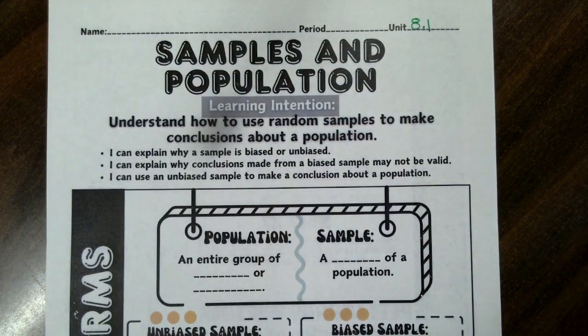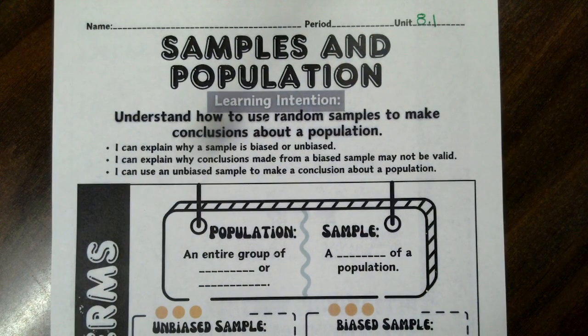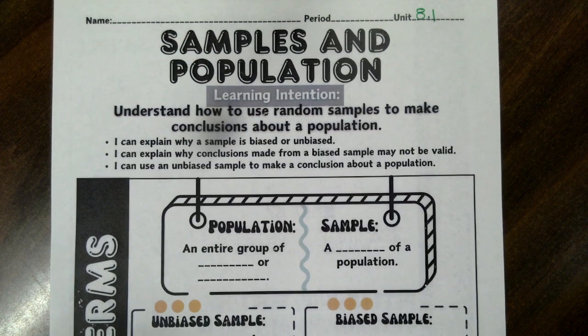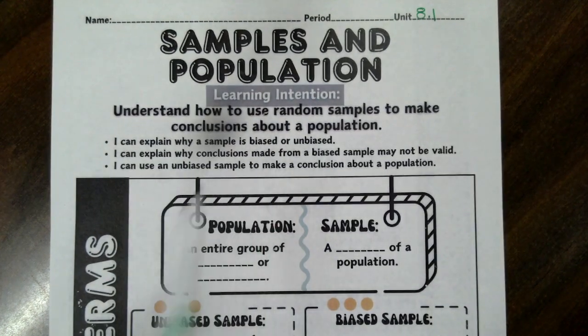Our learning intention for this section is to understand how to use random samples to make conclusions about a population. You're going to know that you're successful with this when you can explain why a sample is biased or unbiased, when you can explain why conclusions made from a biased sample may not be valid, and when you can use unbiased samples to make a conclusion about a population.